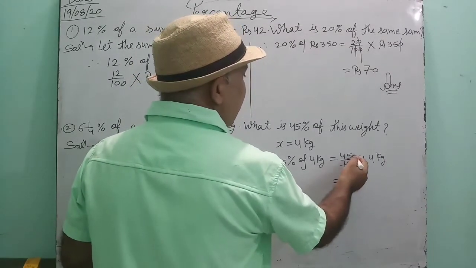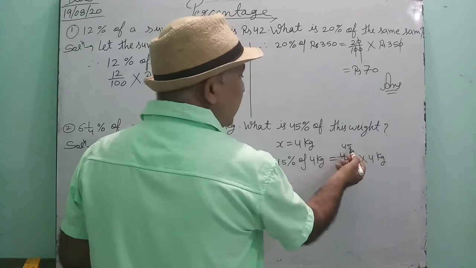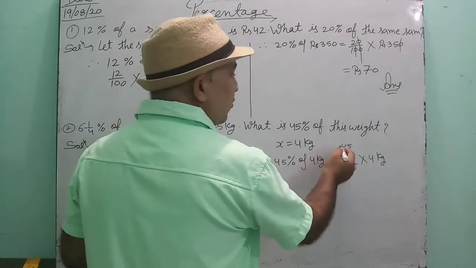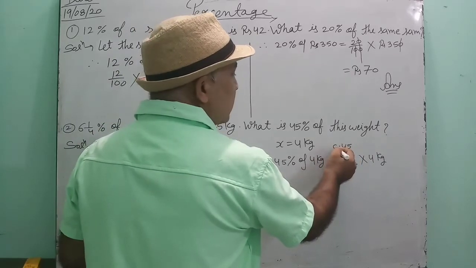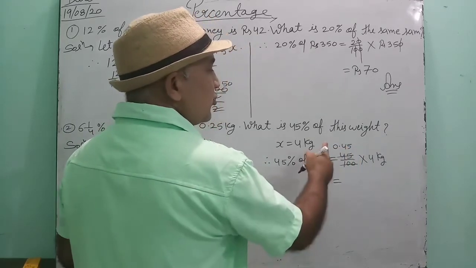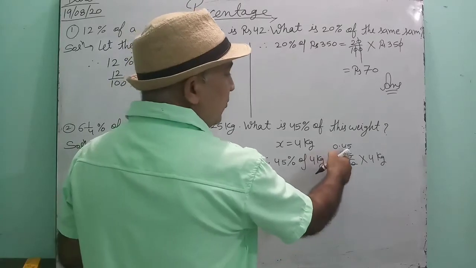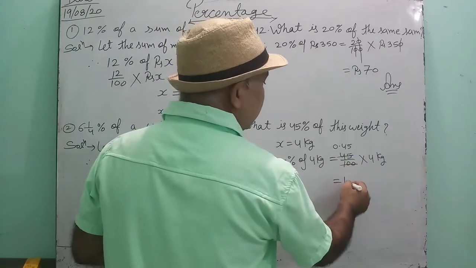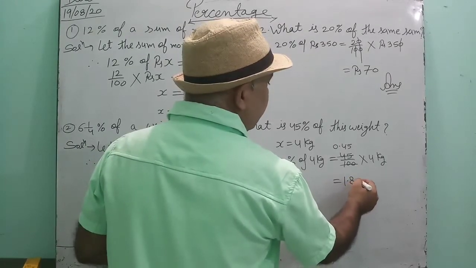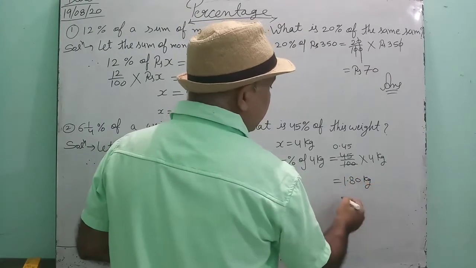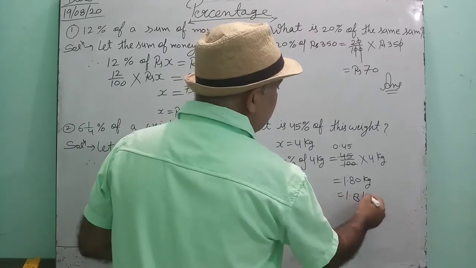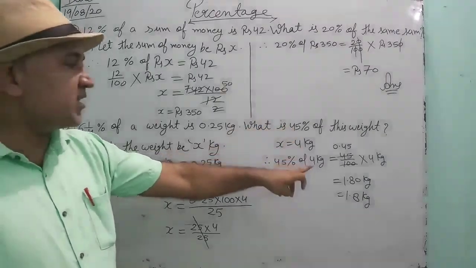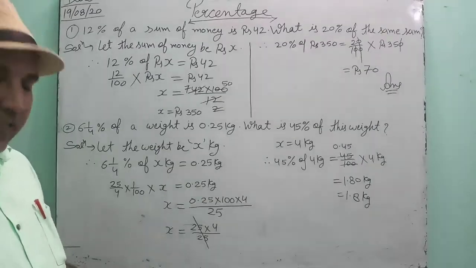When 100 divides any number, from the right hand side after 2 digits we put the decimal. That means 0.45. Before the point there is no number, so we will put 0. So 0.45 into 4. If you multiply it, it will come 1.80 kg. That means simply you can write 1.8 kg. 45% of this weight will be 1.8 kg.